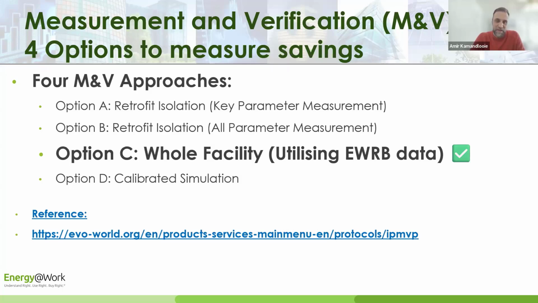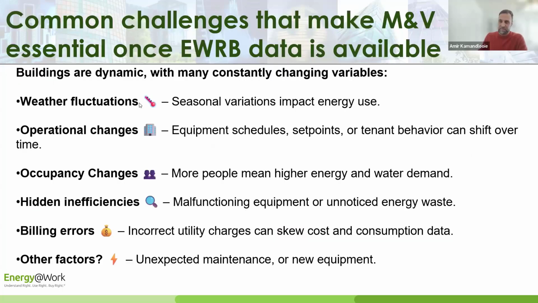And option C would allow us to create a baseline and see how much we are using within the baseline period, and use that model in order to predict our consumption moving forward. And option D is calibrated simulation. I'm not going to get there, but our focus is going to be option C. We look at a few examples to show you the benefit of creating an option C baseline for the building, now that we have EWRB available.